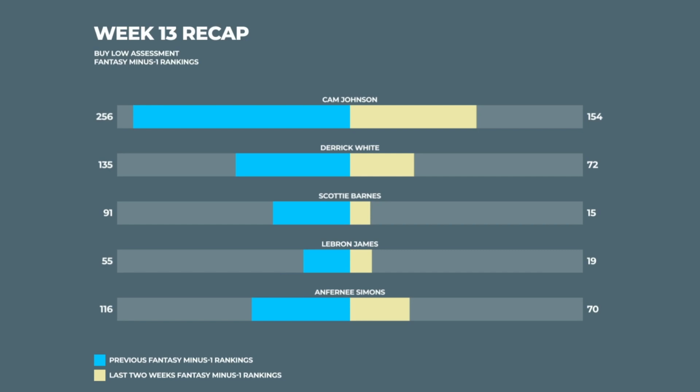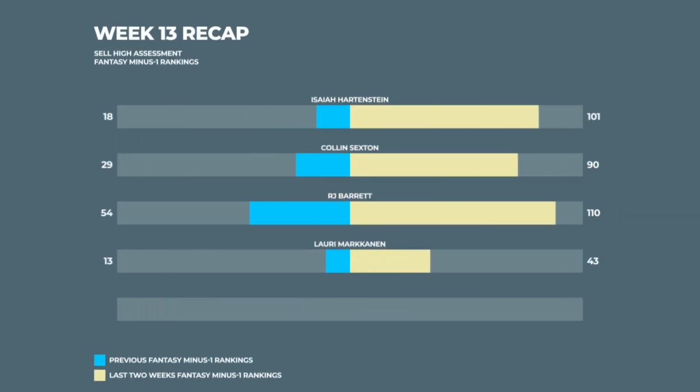By the way, that's 5 out of 5 for that. For the sell highs, Isaiah Hartenstein was 18th. He's 101st since then. Of course, I didn't know that he was going to get hurt or be on a minutes limit when he came back. So while that is a W, the 101 is not a real number for Hartenstein.